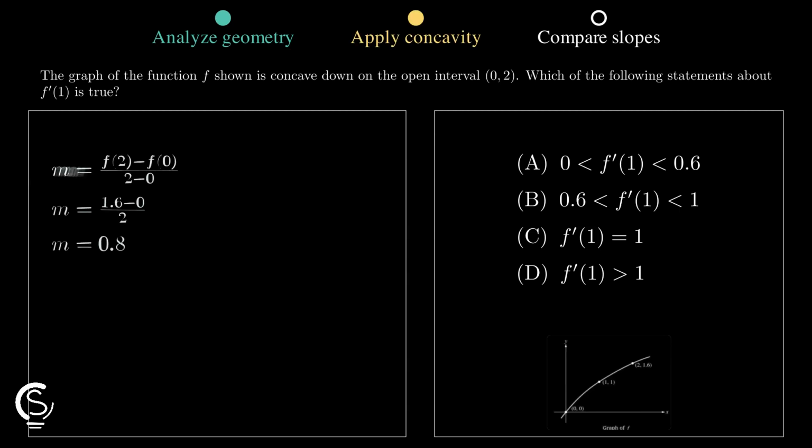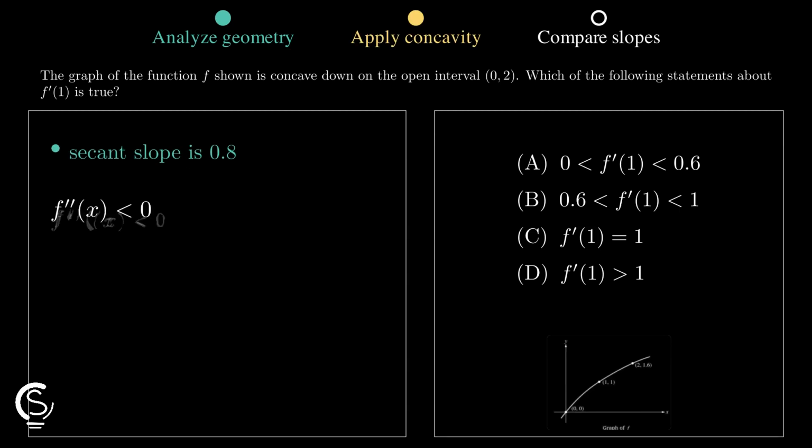Because the function is concave down, the derivative is strictly decreasing. This means the slope at x equals 1 must be greater than the average slope of the interval. Let's go!